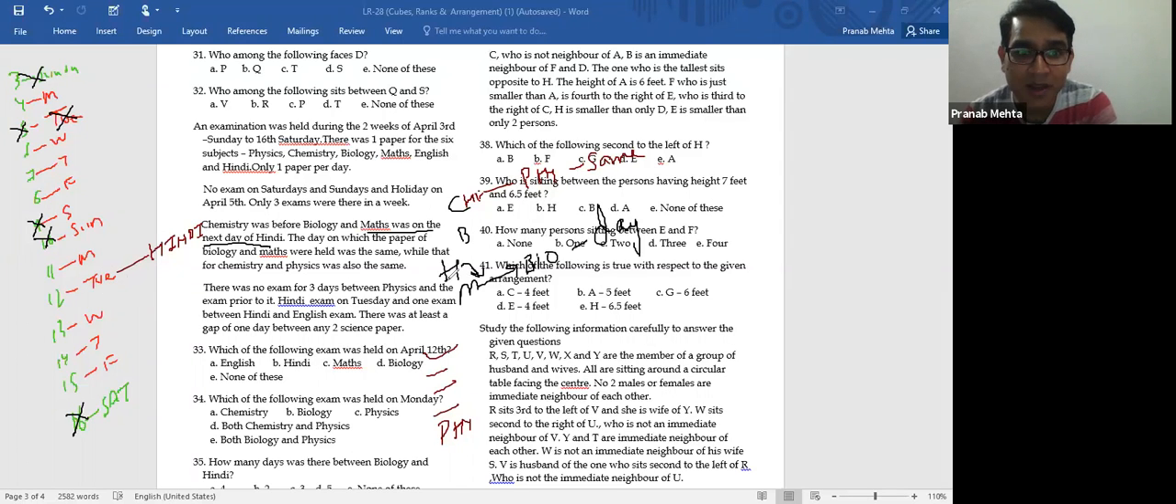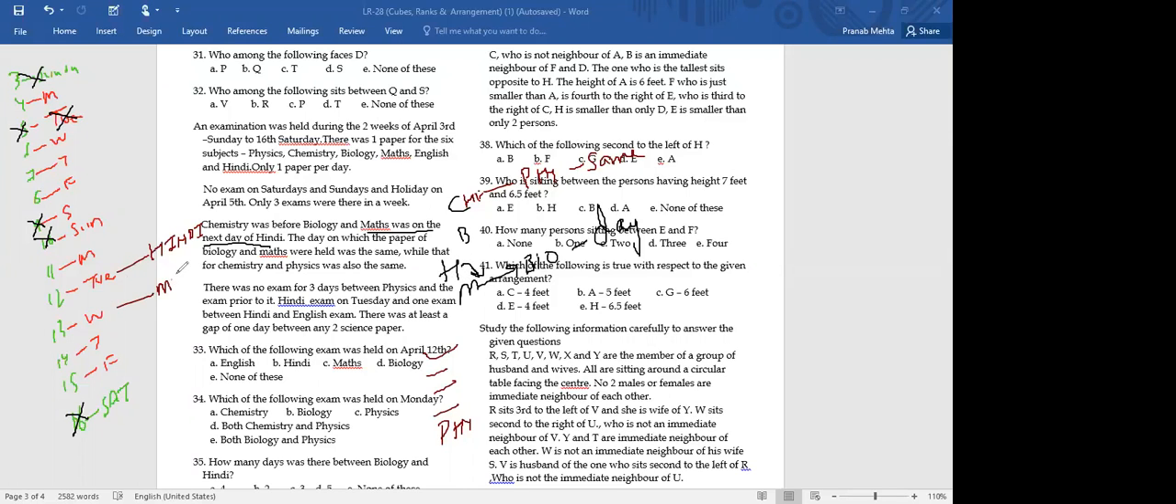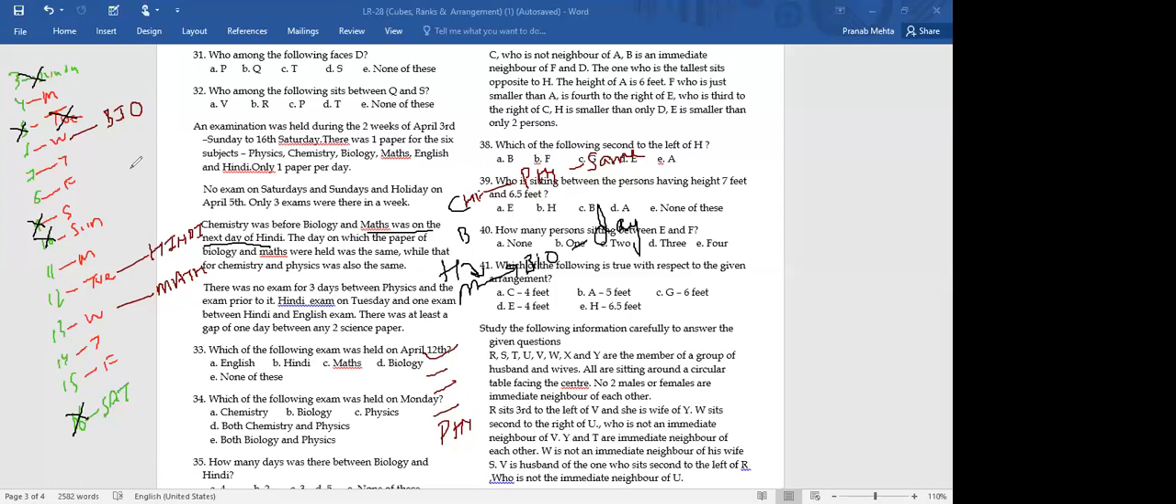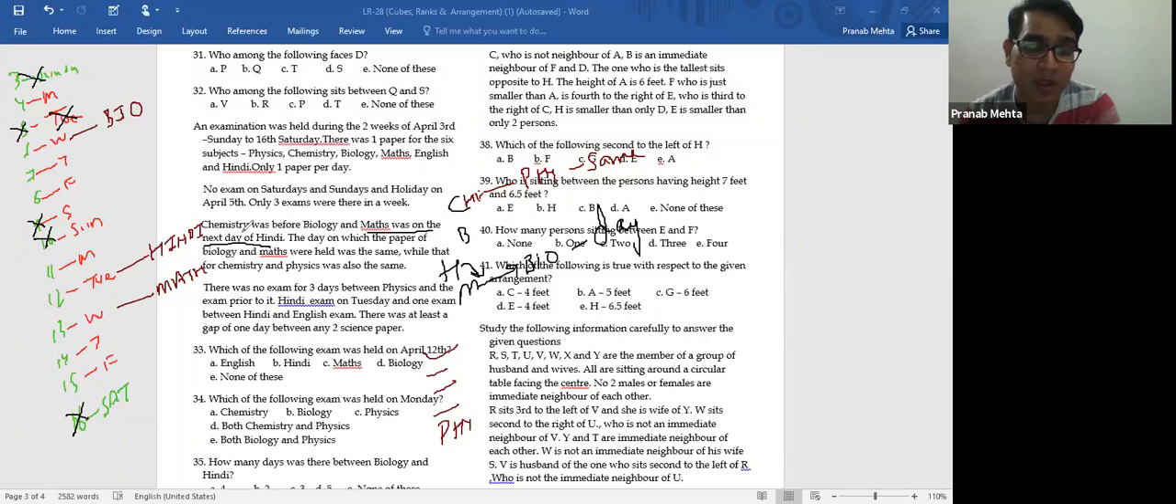Now, the moment I know Hindi, I know maths also, because the maths exam is going to be immediately after Hindi. So here I get maths. And since maths and bio are on the same day, if maths is on Wednesday, I should have bio also on Wednesday. Okay. Now this part is clear.